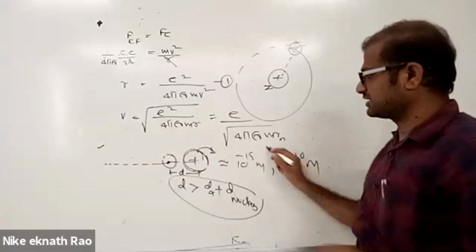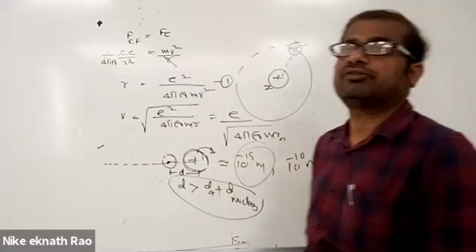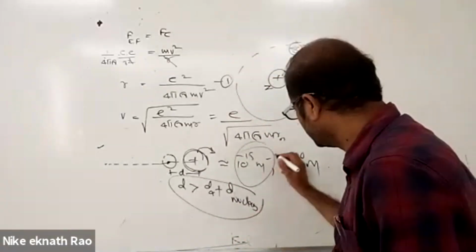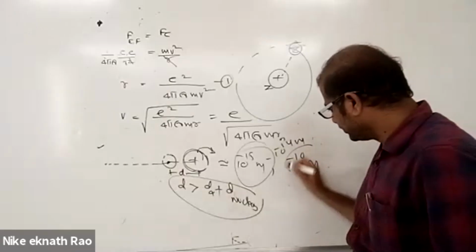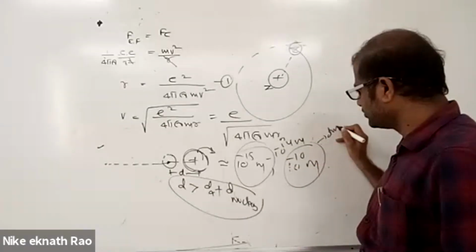The size of the nucleus expected by Rutherford is of the order of 10⁻¹⁵ meters. Some books also say 10⁻¹⁴ meters. The size of the atom is how much? Atomic size is 10⁻¹⁰ meters.